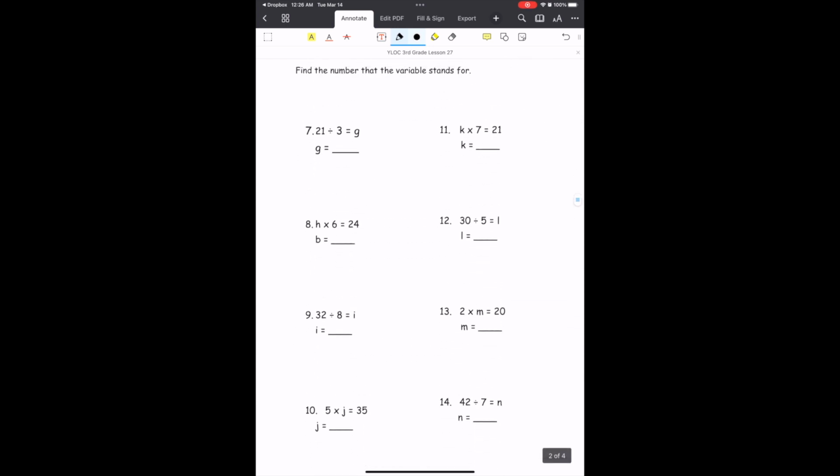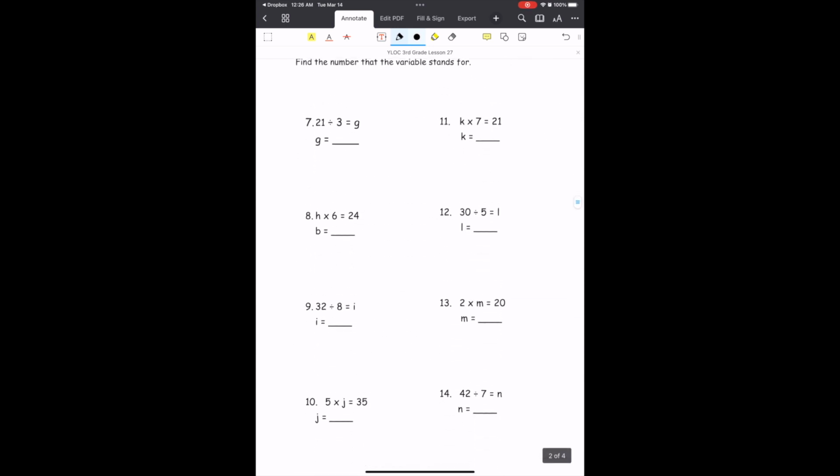Alright, so let's move on to 7. This is just the same thing as what we just did, so let's just continue. Number 7, 21 divided by 3 is equal to G. Well, that's the same as 3 times G is equal to 21, and we all know 3 times 7 is equal to 21. 8, H times 6 is equal to 24. Well, we all know 4 times 6 is 24, so H would be 4. But you can also write this as 24 divided by 6 is equal to H. I don't know why this says B, this should be H.